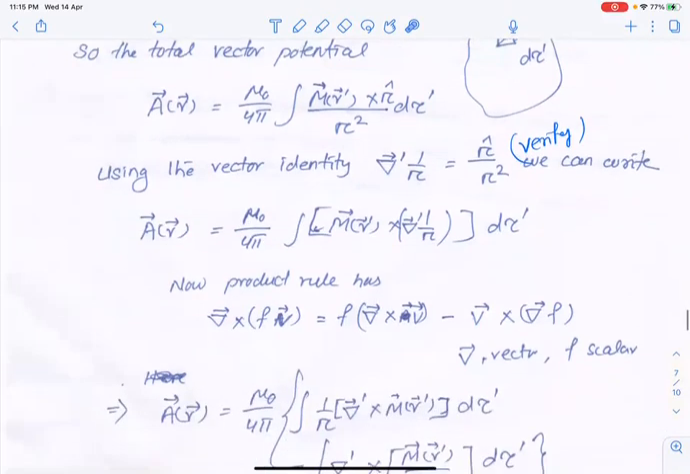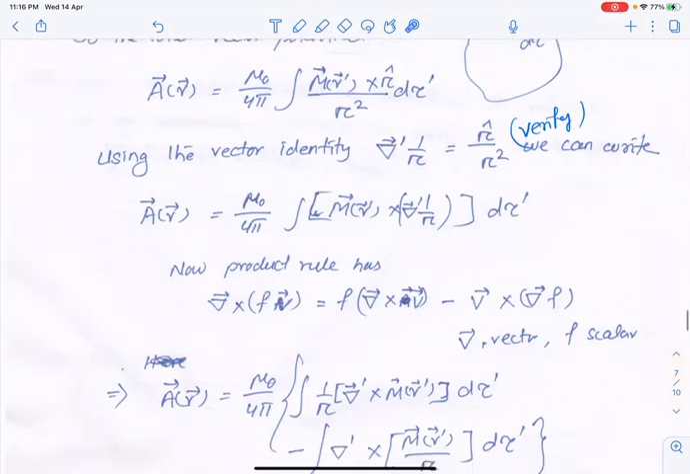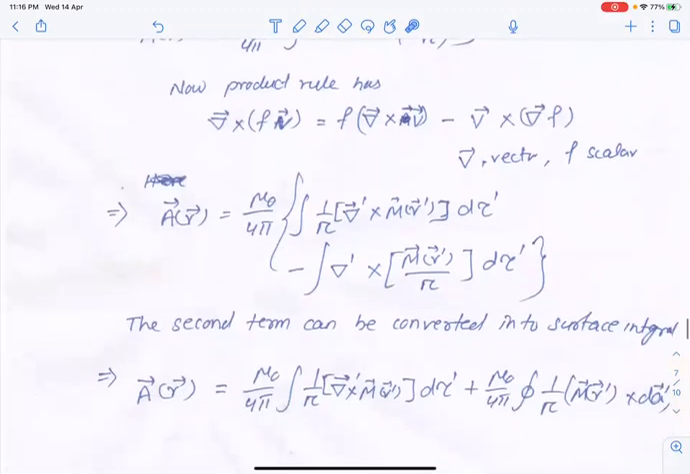Now you apply the product rule for the curl of a scalar times a vector. You have a scalar f and a vector v. When you take the curl of that, the product rule tells you that del cross f v is f del cross v minus v cross del f. So here v is a vector and f is a scalar. If you apply that rule, you will have this. Now check it again.